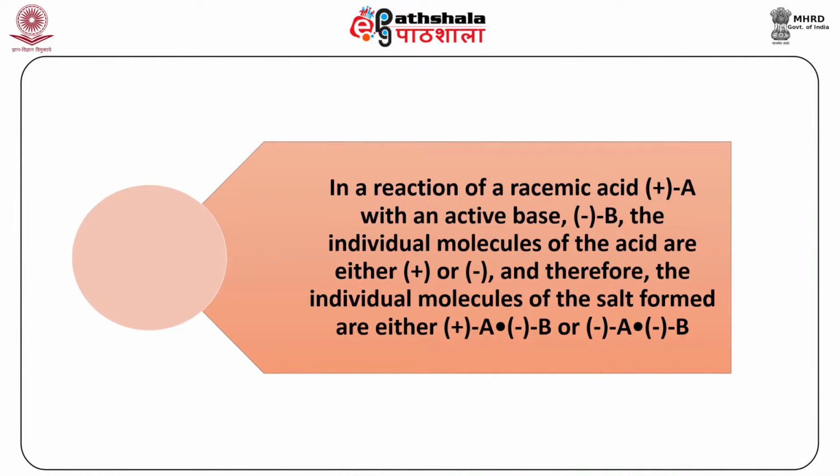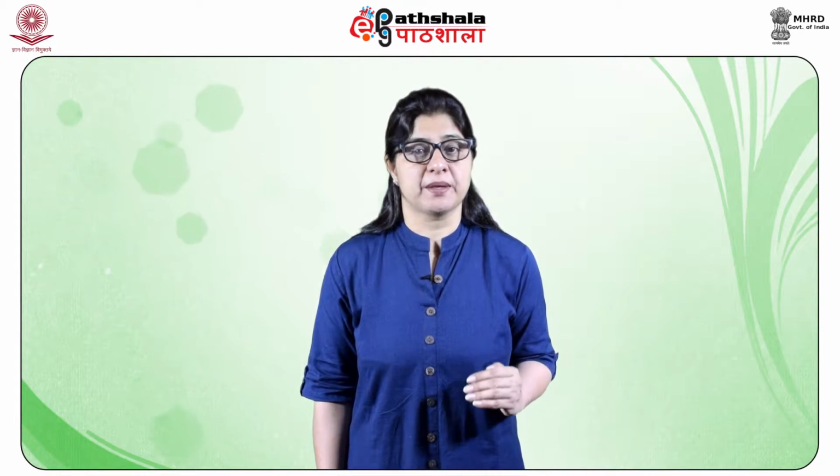For example, in a reaction of racemic acid (plus A, minus A) with an active base minus B, the individual molecules of the acid are either plus or minus, and therefore the individual molecules of the salt formed are either plus A minus B or minus A minus B. These two types of salt molecules are evidently no longer enantiomers but now diastereomers. Therefore, they have different properties and may in general be separated on the basis of the difference in properties.